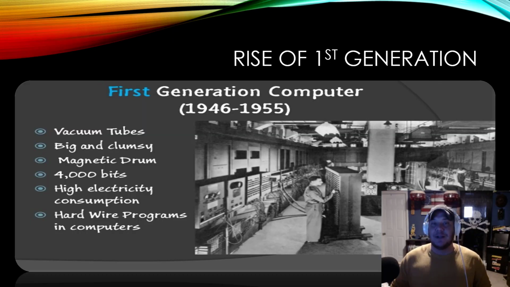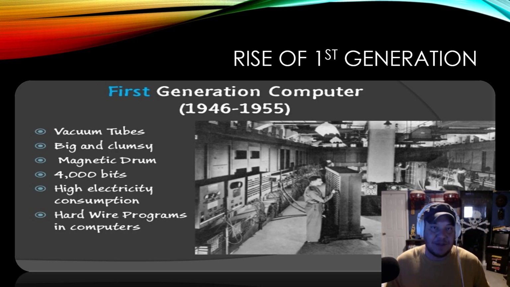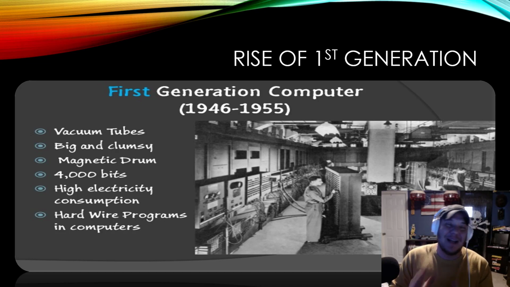So let's talk about some of the generations and get into some of the actual technology and some of the pieces that set the stage for our modern computing systems. Now remember, we have five generations of technology, five generations of modern computing. The first generation is about 1944 or 1946 to 1955. Some of these do overlap.